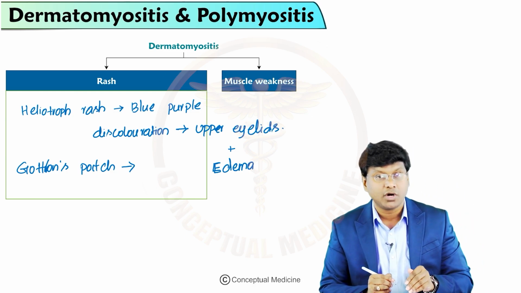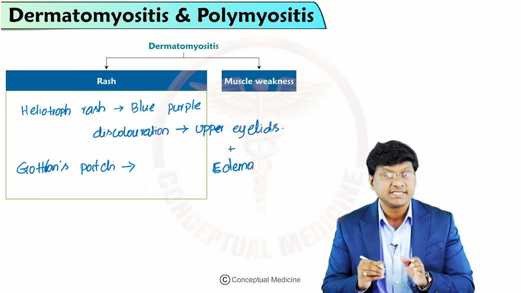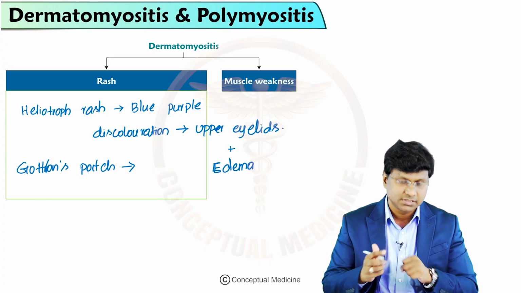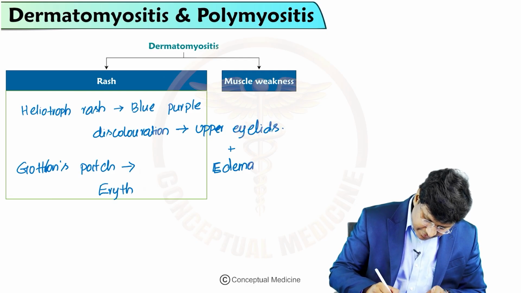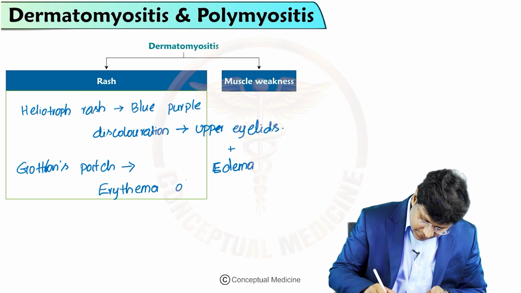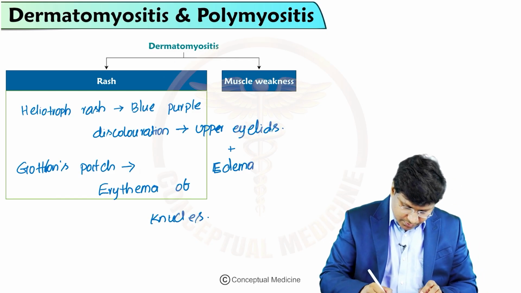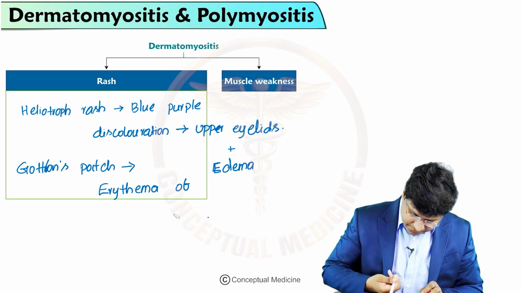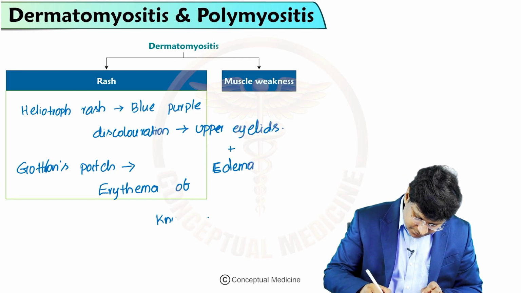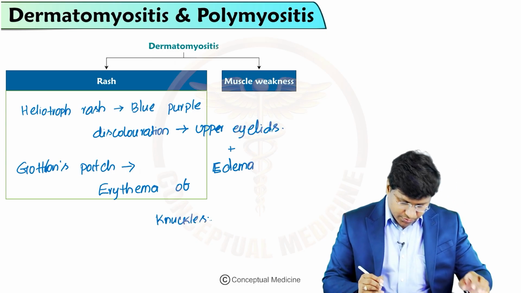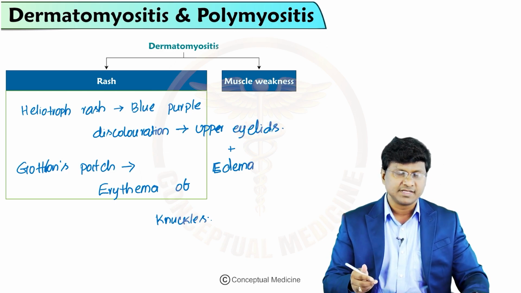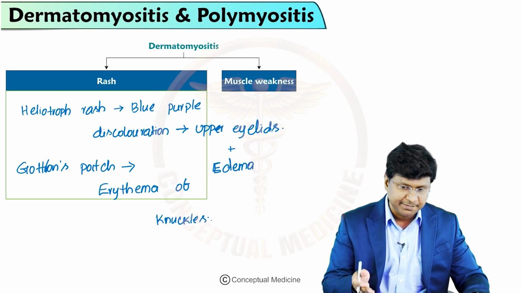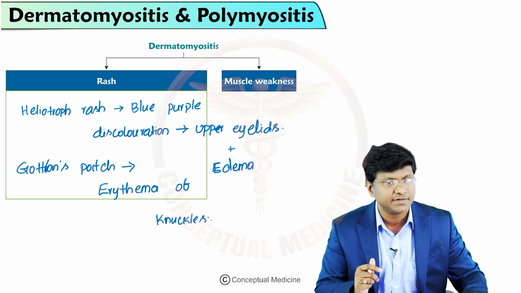Now, what is this Gottron's patch? Gottron's patch is erythema of the knuckles, right? So that means there will be redness of the knuckles. So these will be the characteristic skin manifestations in dermatomyositis. And what about the muscle weakness? Yes, it can be a preceding muscle weakness before the appearance of the rash.